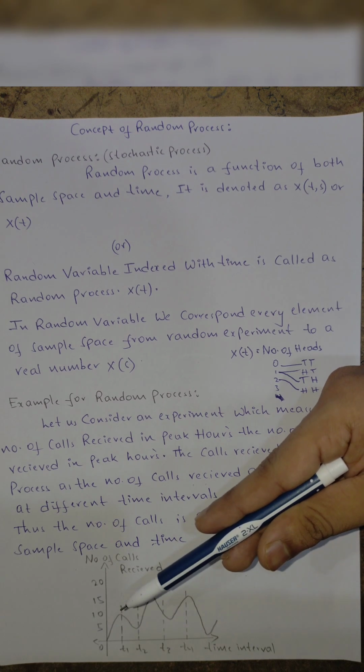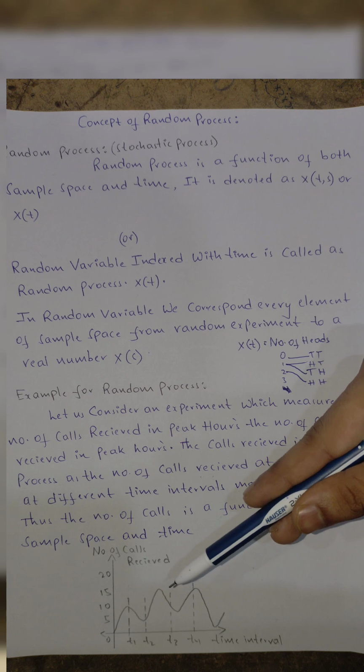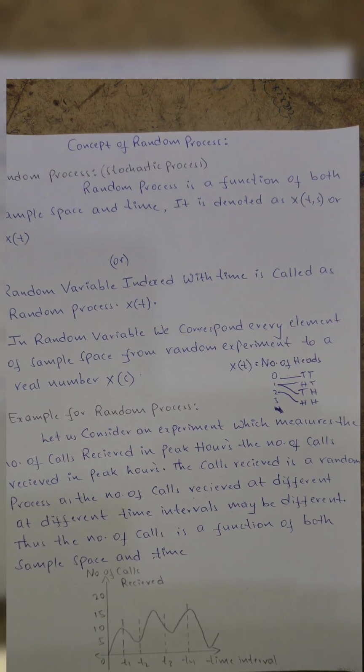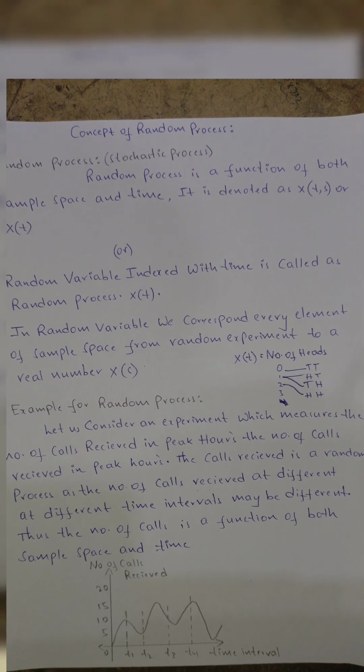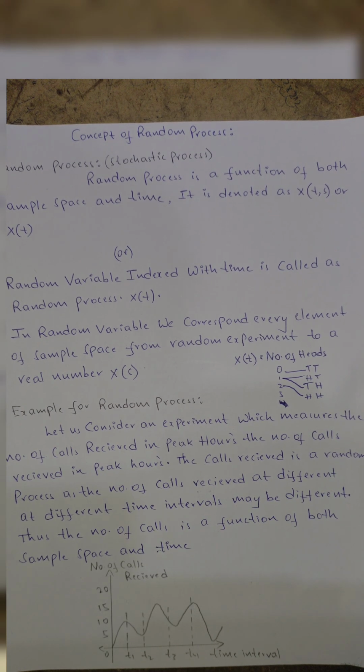At time t1 we received almost 10 calls, at time t2 almost 5 calls, at time t3 almost 13 calls, and at time t4 almost 15 calls. So this experiment shows that the random process is dependent on time. It is indexed with time, and the sample space elements are continuous in nature, whereas a random variable is discrete and a random process is continuous, with an infinite number of values between any two intervals. Thank you.